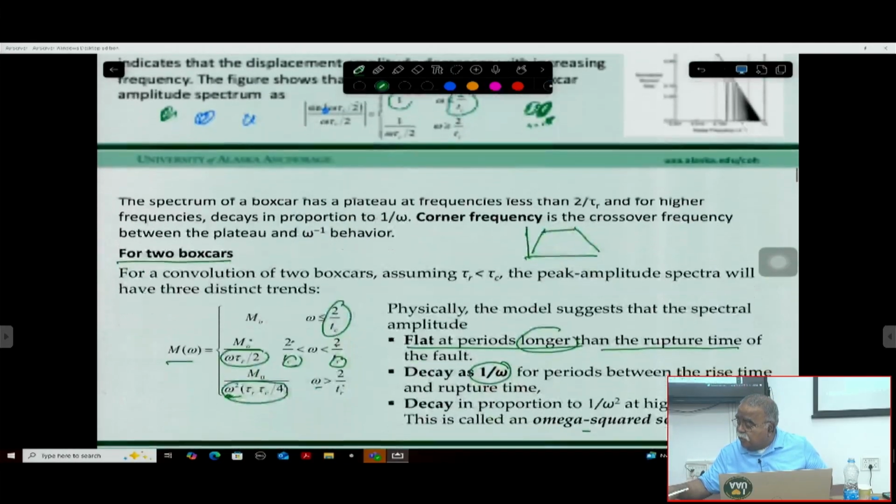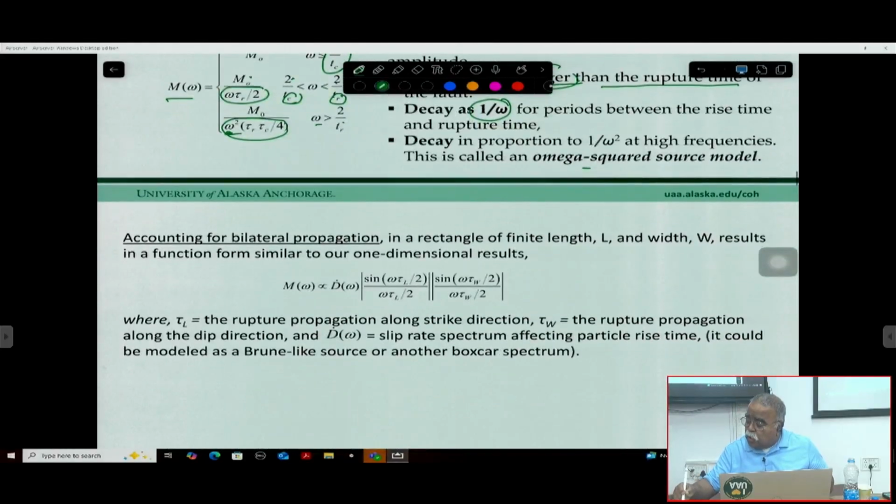I don't know. So if it is a bilateral, or the two boxcar convolution, where one is the TR and the other is the TC, then you will see that this will be the dw omega, the length of the rupture TL, and this is the length of the rupture propagation along the dip direction, so that will be equal to TW. So that will be the m omega values, right?